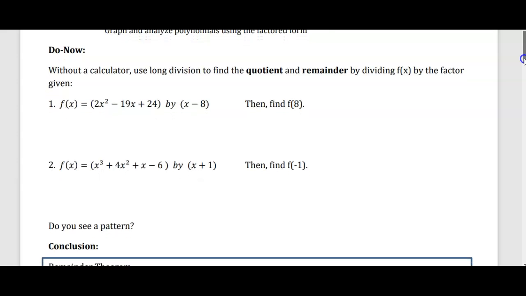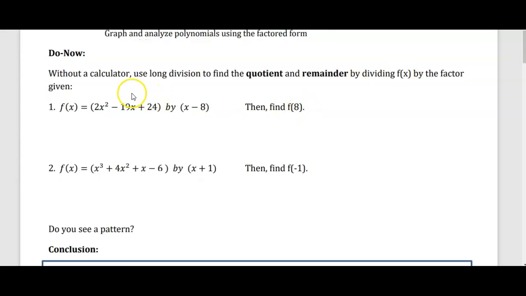So you're going to pause the video and do number 1 and 2 now, and see if you can find a pattern between the long division and evaluating this function for a certain value of x. So here, the first one you're going to evaluate when x is 8, plug and chug. The second one you're going to plug in -1, and you're going to see a pattern, and I want you to come to a conclusion. So pause the video now and complete 1 and 2.